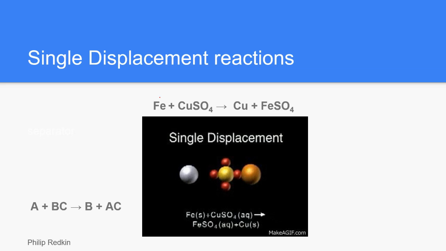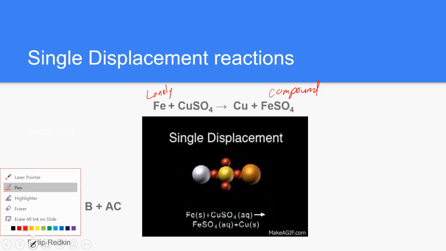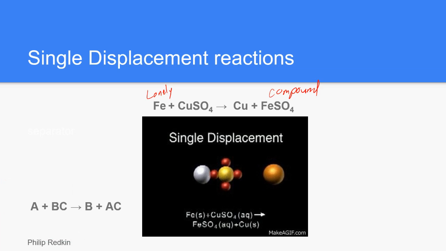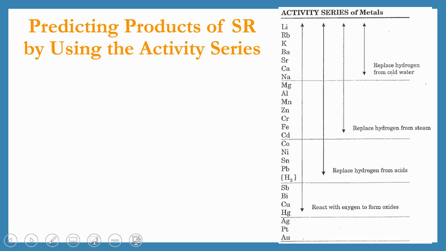You can see here that the Fe is lonely, and then it's in a compound, whereas the copper, right? So then the copper here is in a compound, and then it goes to being lonely. All right, and there's an image of it. So how are we going to predict these things?